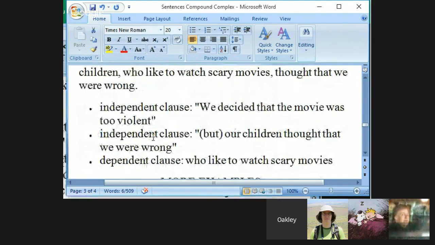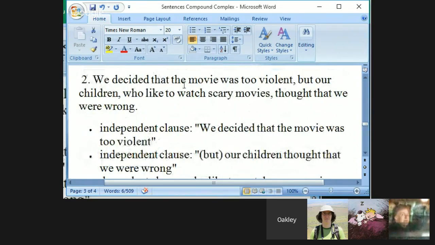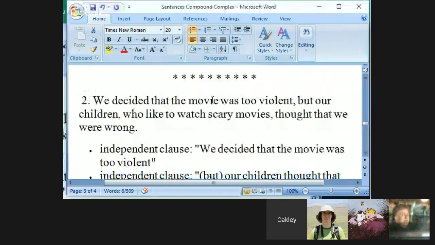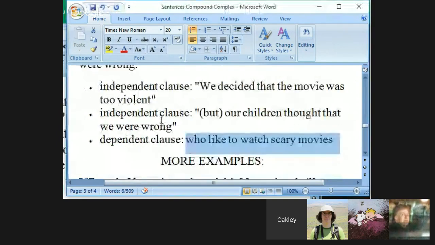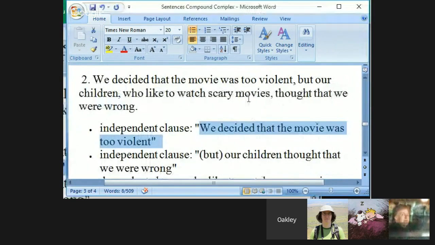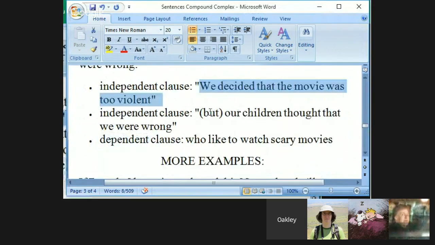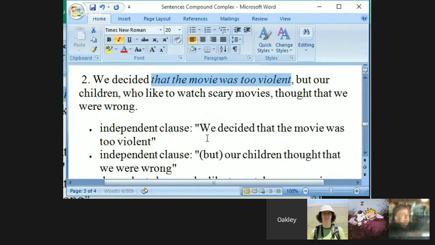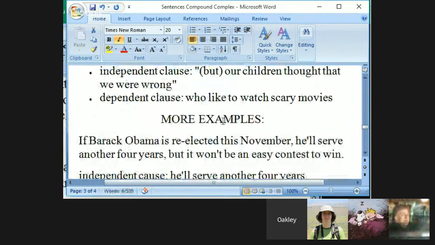All right. Here's another case. We decided that the movie was too violent, but our children, who like to watch scary movies, thought that we were wrong. Dependent clause, who like to watch scary movies. Independent clause, we decided that the movie was too violent. Actually, that the movie was too violent is also a dependent clause here, now that I notice.